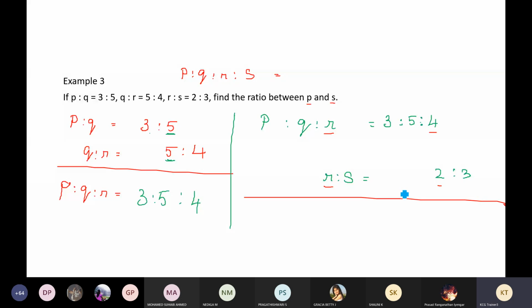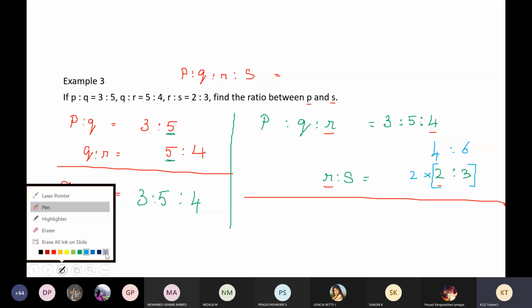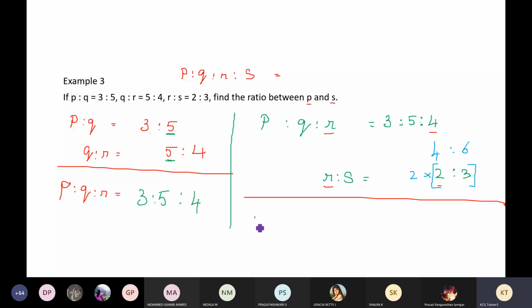What's more easier? I can multiply this by 2. So this will also become 4, so this will become 4 is to 6. Now excellent. Now tell me what would be P is to Q is to R is to S? It would be 3 is to 5 is to 4 is to 6.